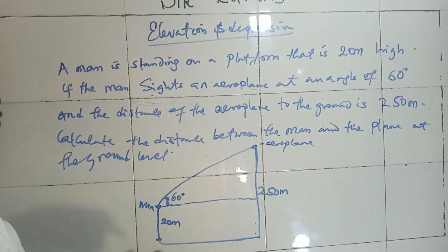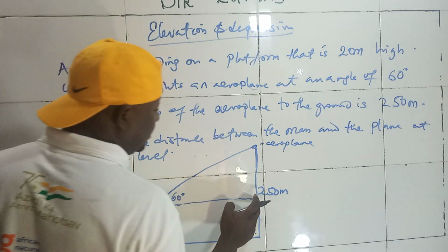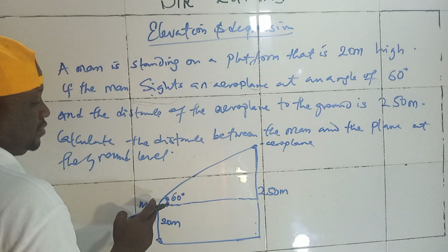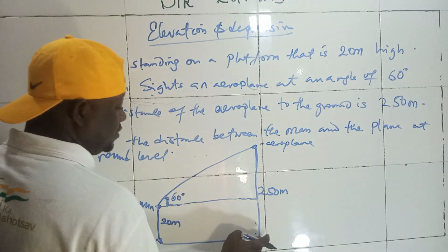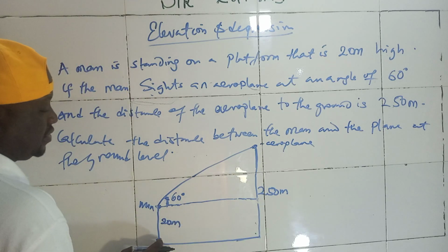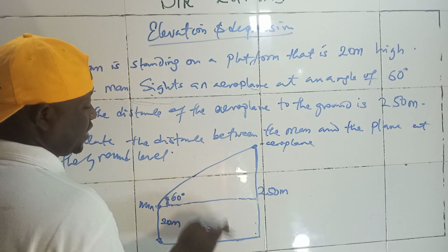250 meters. So the last step should determine the distance between the man and the aeroplane. This is the man. This is the ground level. The distance from here to here is also the same as the distance from here to here. It's just like a parallel rectangle, so the opposite sides are equal.